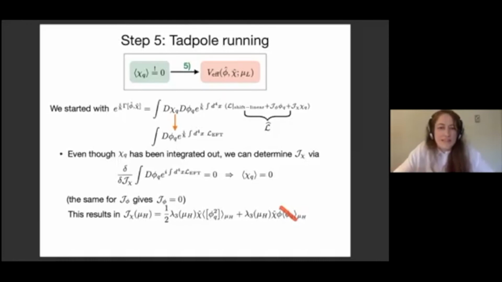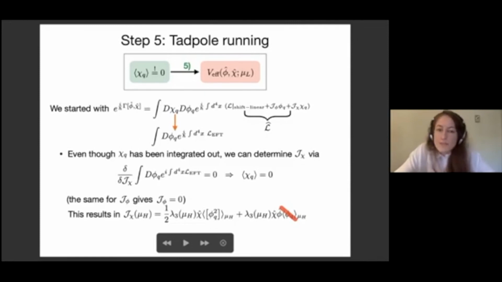Now we have this last step, which I told you I was saving till the end, and that is to solve for these curly J sources by imposing vanishing tadpole conditions. So I'll be a little brief here. I'll remind you, we started this with this expression of the effective action in terms of the path integral, where the exponent in the path integral is this thing I called L hat, and this L hat had these curly J's that we inserted in, that we replaced in there, and this is what we matched onto the EFT path integral, integrating out chi quantum.